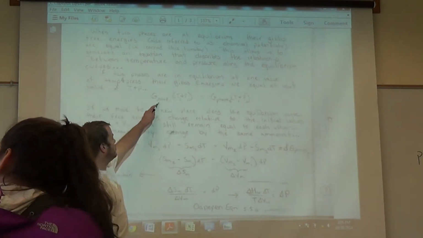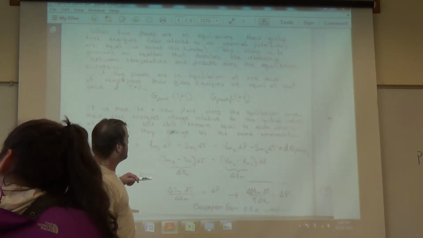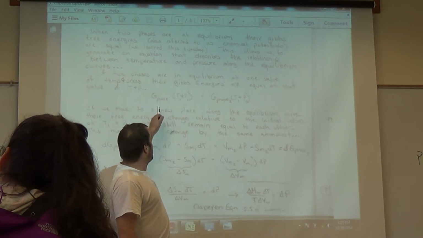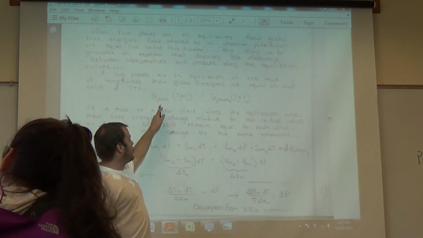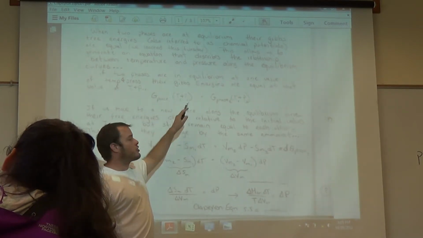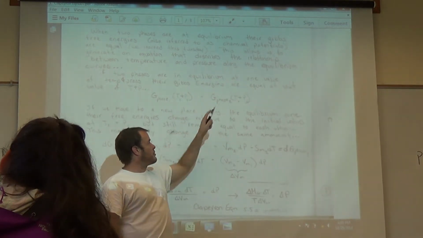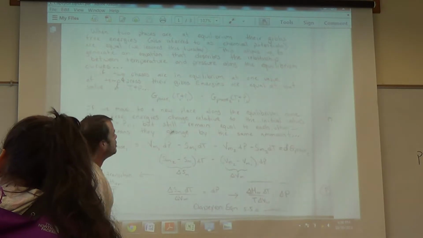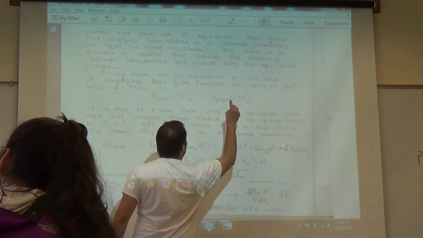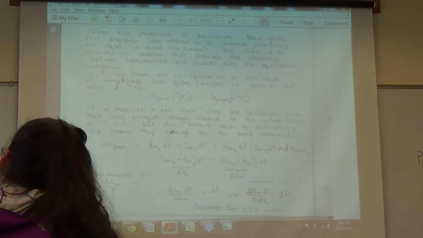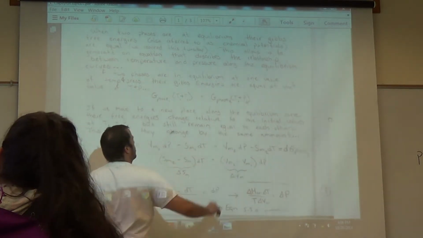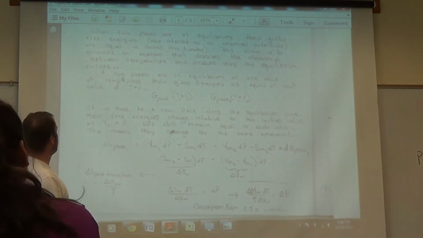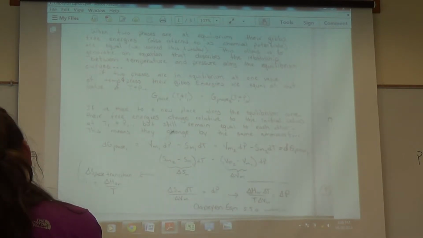So, assuming that the chemical potentials, the Gibbs free energies of the two phases, are equal, we've got the Gibbs free energy of phase 1, which is a function of temperature 1 and pressure 1, equal to the Gibbs free energy of phase 2, which is a function of temperature 2 and pressure 2. Sorry, those should be 2's right there. G of phase 2 should be a function of temperature 2 and pressure 2. There were 1's on accident.